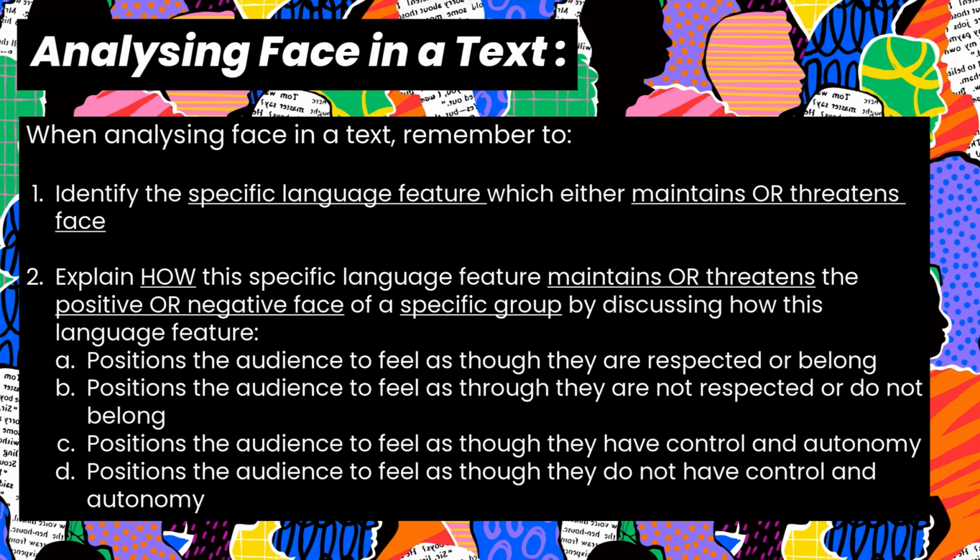So if you ever see a question around face, or you're answering a short answer question around purpose and choosing to use that politeness strategy's purpose, where you're required to talk about face, make sure that you've got for yourself a really clear plan of how you're going to explain how those specific language features you've identified allow this text to either maintain positive face, threaten positive face, maintain negative face, or threaten negative face.